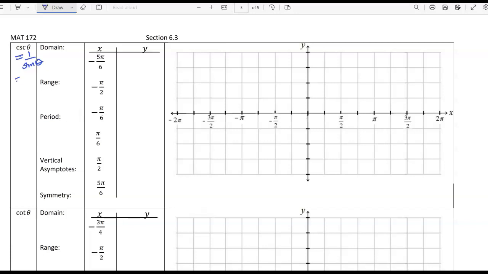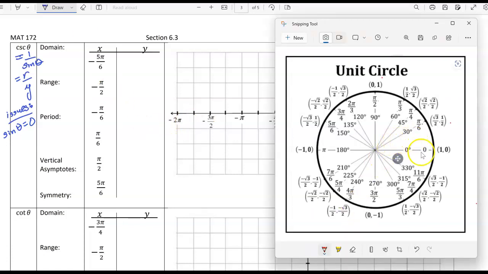And that's the same thing as r over y by definition, right? Thinking back to all those definitions that we talked about the other day. So to figure out domain, we need to know where the issues are. The issues are going to happen where y is 0, which is where the sine of theta is equal to 0. So if we think about our unit circle, where is that going to be equal to 0? Well, it's going to be equal to 0 with the y coordinate 0.